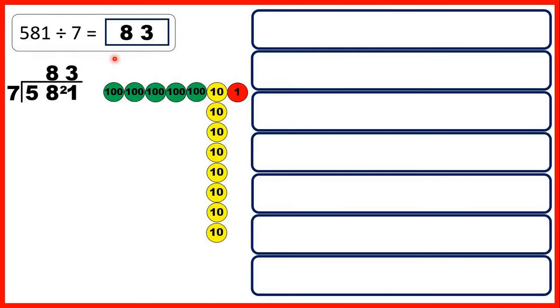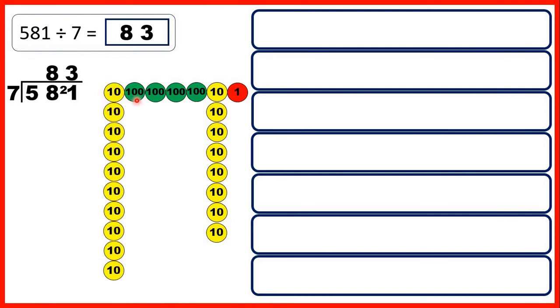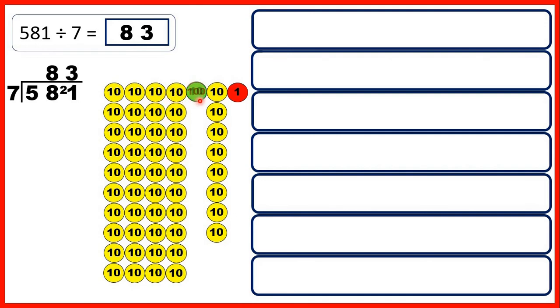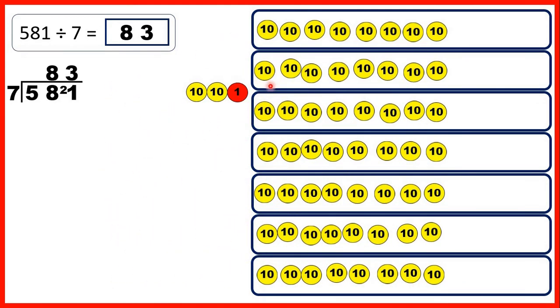162. Then we had 581, so that's 5 hundreds, 8 tens, and 1 one. We can take the first 2 digits together, and we can do that because we can exchange each of our 100 place value counters for 10 tens, and when we do that, we get 58 tens altogether. Now we can share out 56 of those tens, and that gives us 8 tens in each group, so 8 as the tens digit of our answer.